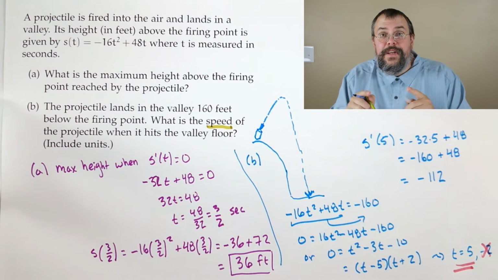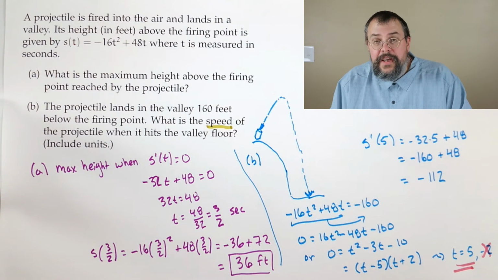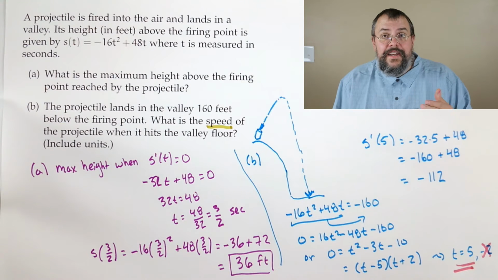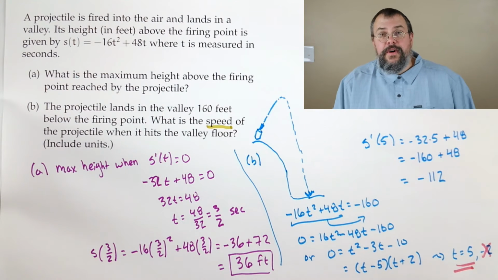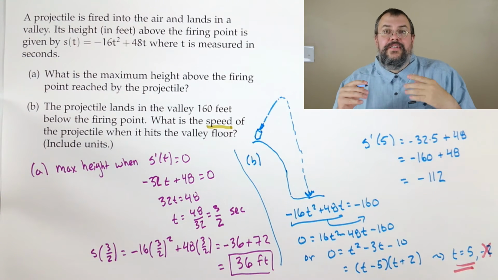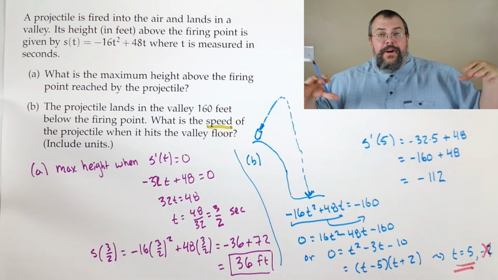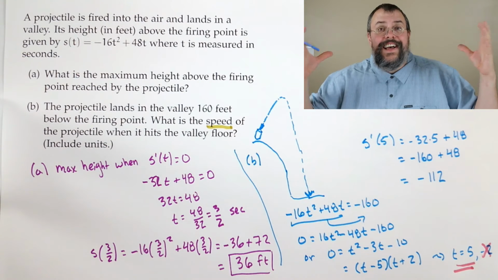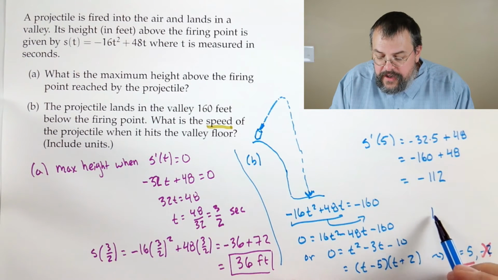But remember, we mentioned it wasn't asking for velocity, it was asking for speed. What's the difference between velocity and speed? Well, it's about the sign. Velocity, you keep track of the sign. So the negative 112 says we're coming down. So the speed says, I don't care if it's coming down or going up. Get rid of the sign. I just need to know its size. So our answer is the speed is 112.